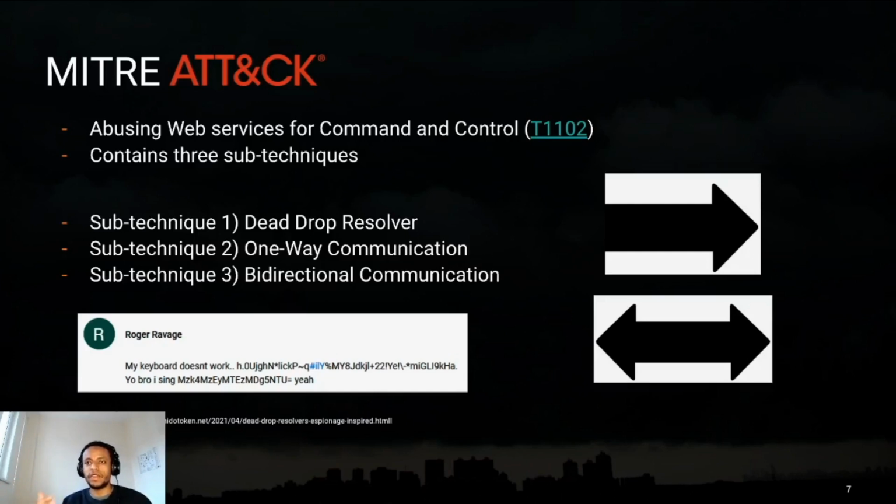On the other hand, the third sub-technique is bidirectional communication, where the attacker will send commands by abusing a legitimate web service, and the compromised asset will return the results via that same cloud application that's being abused, right? So the communication is both ways, and for the rest of this talk, we'll really focus on the third sub-technique, bidirectional communication, and see what has been happening in that space as well.